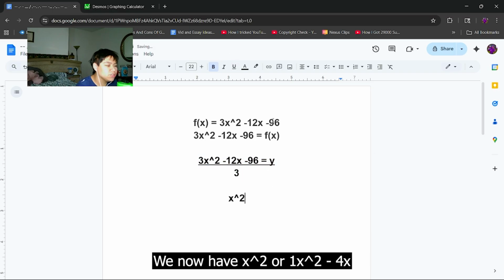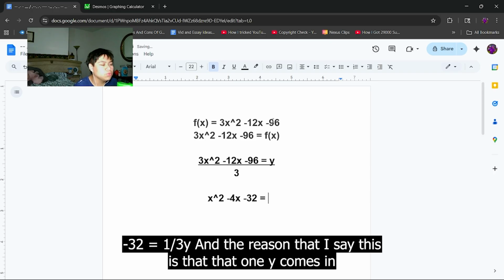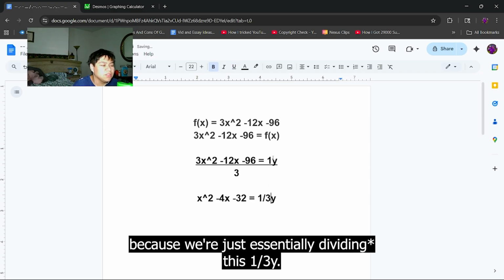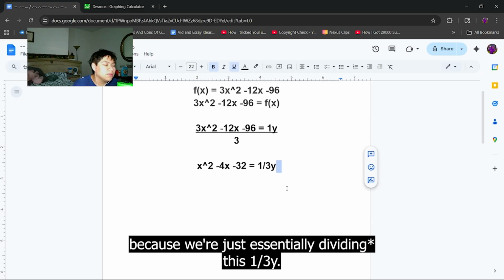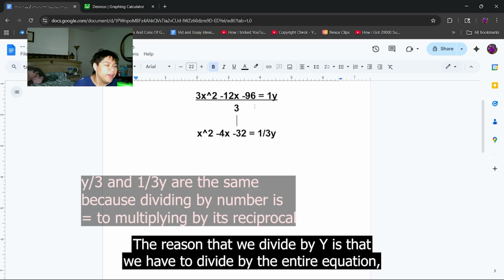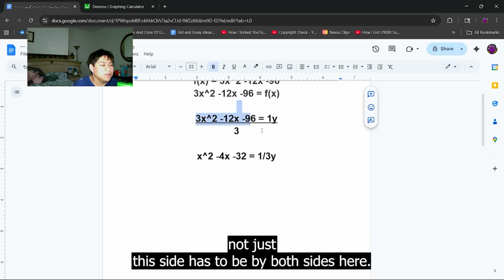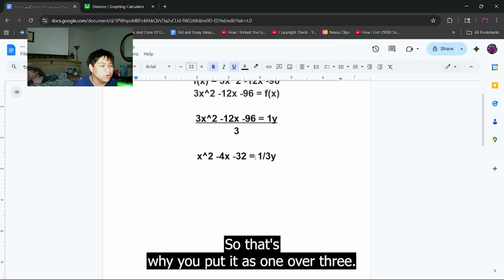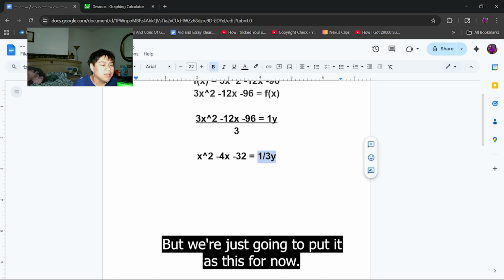We now have x squared, or 1x squared, minus 4x minus 32 is equal to 1 over 3y. The reason I say this is that the 1y comes in because we're essentially putting this 1 over 3y. The reason that we divide is that we have to divide the entire equation, not just this side. It has to be by both sides here. So that's why we put it as 1 over 3, but we're just going to put it as this for now.